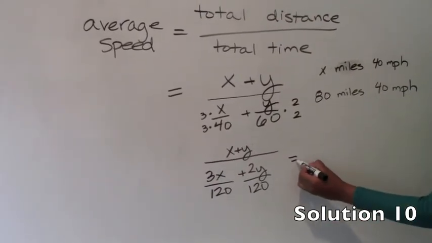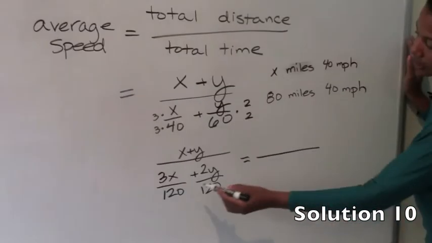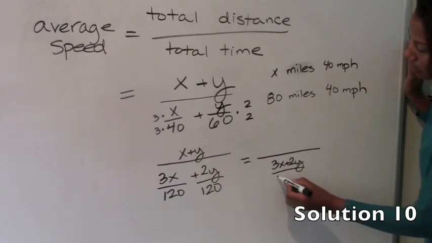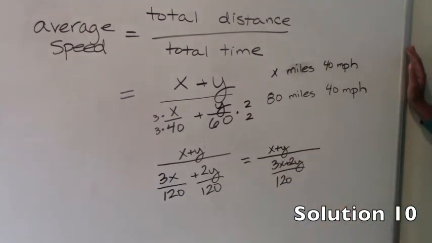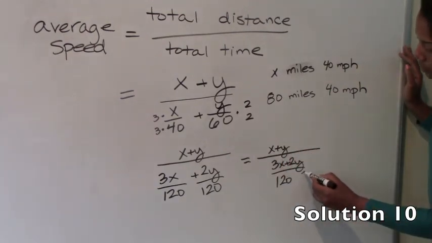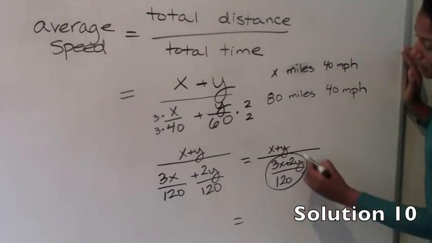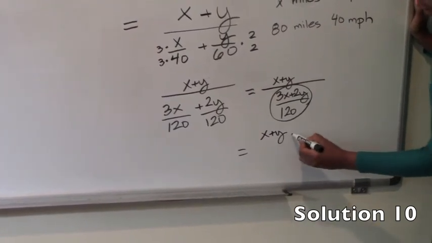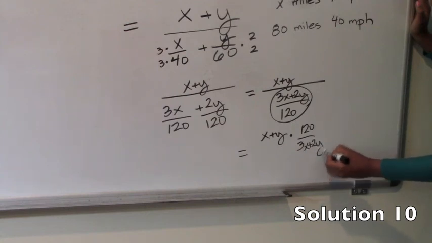Okay, now, shifting over, I can simplify this denominator because I have a common denominator. So it's now 3x plus 2y divided by 120 and x plus y in the numerator. Now, this should be getting familiar to you at this point. If you're dividing by a fraction, that's the same as multiplying by the reciprocal. So we simply flip this fraction over and we get x plus y times 120 over 3x plus 2y.